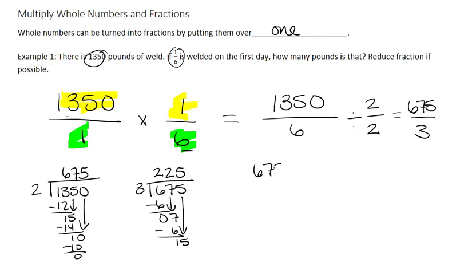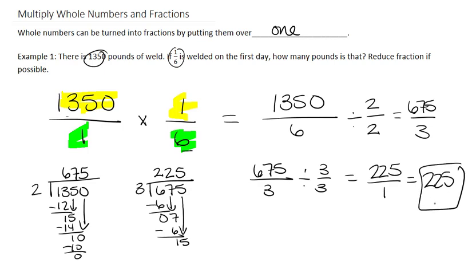So we can divide by 3 on both the top and the bottom. We get 225 on the top, and on the bottom we get 3 divided by 3, which is 1. So we could just write 225. And this would be pounds of weld. So 1/6 of 1,350 is equal to 225. Now let's do another example.